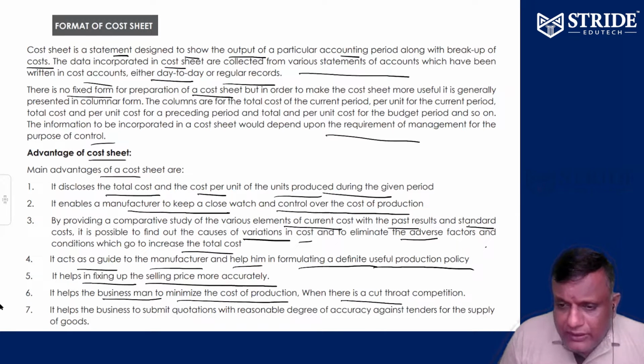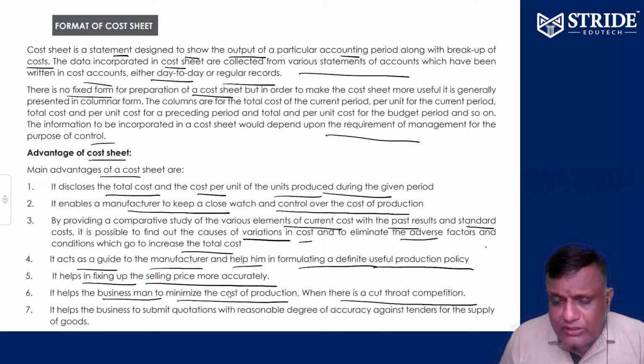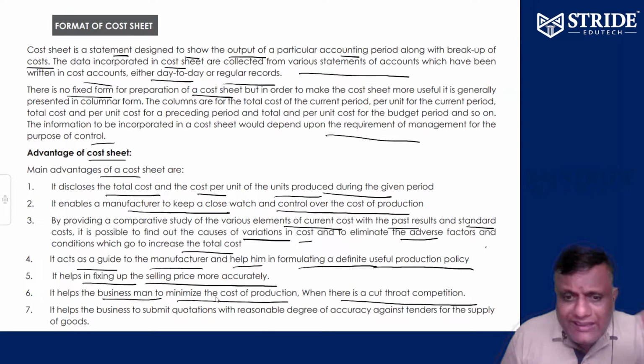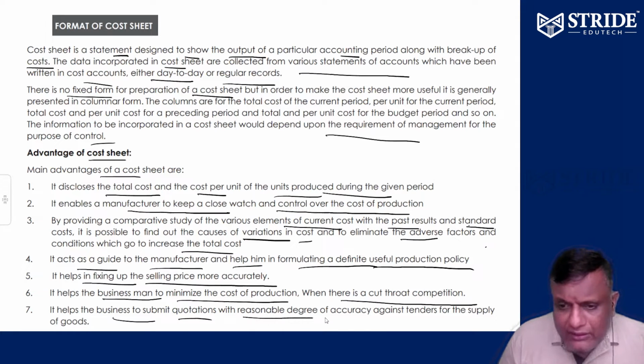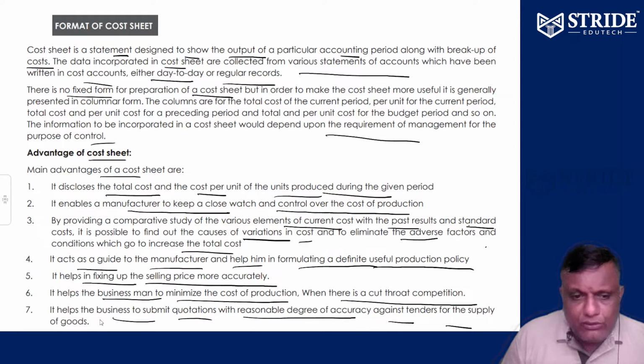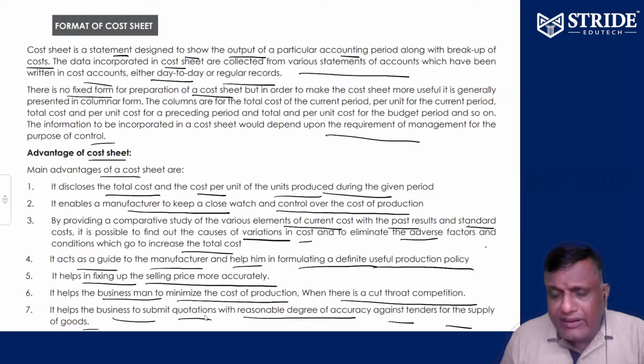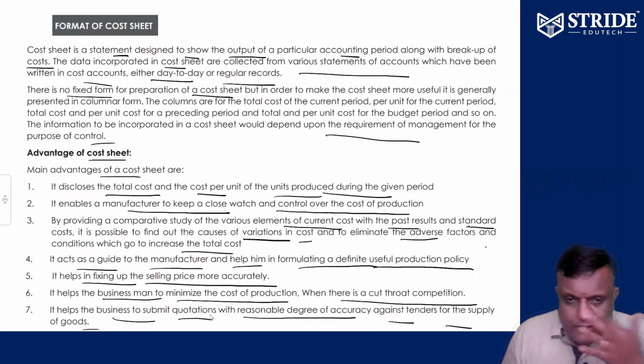Because in cutthroat competition, it is always ideal for institutions and corporates to reduce the cost. You have to work at the least cost and get the maximum profit. It allows the business to submit a quotation with a reasonable degree of accuracy against tenders for the supply of goods. Based on the cost only, a quotation can be given. Suppose you're going to take a project and a quotation has to be given; once you know the cost, then only the quotation can be given, even on the unit cost.